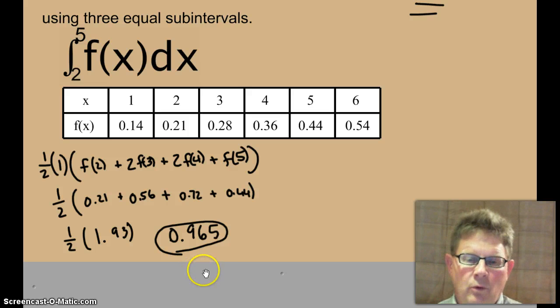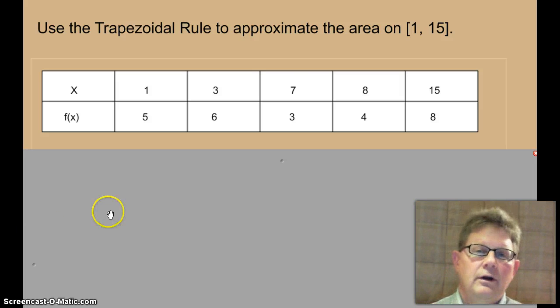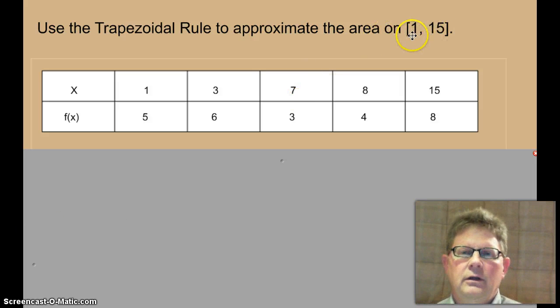And now I've got one more for you that is not of equal subintervals. When that happens, what you're going to do is just add up several different trapezoids together as they work out. Alright, so use the trapezoidal rule to approximate the area under the curve on that interval. That's right, okay.